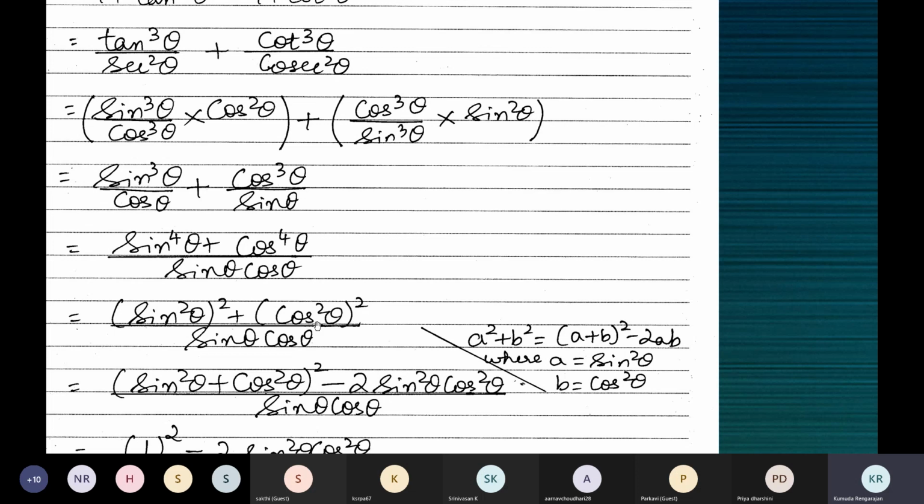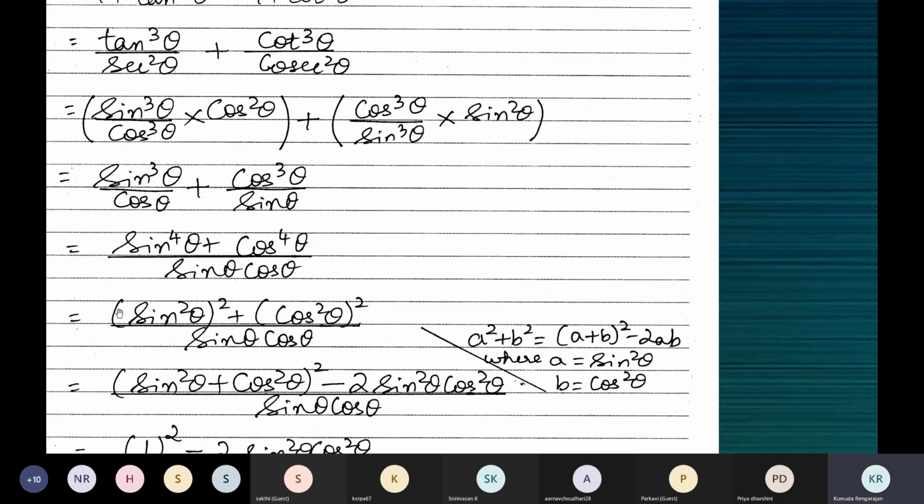So this is like a square plus b square, which is a plus b the whole square minus 2ab. So please use this identity. Instead of a, it is sin square theta. Instead of b, it is cos square theta. So this is a square plus b square, which is a plus b the whole square minus 2ab. A to the power 4 plus b to the power 4 is written as a square the whole square plus b square the whole square.